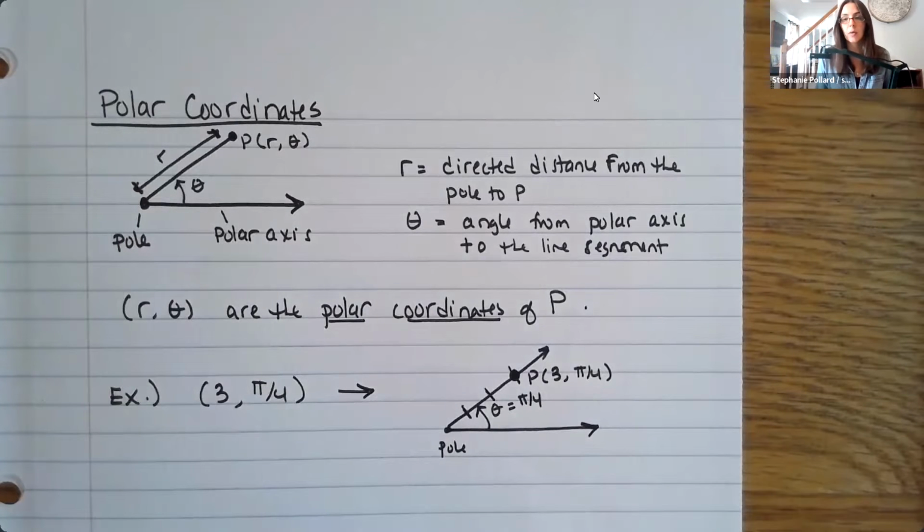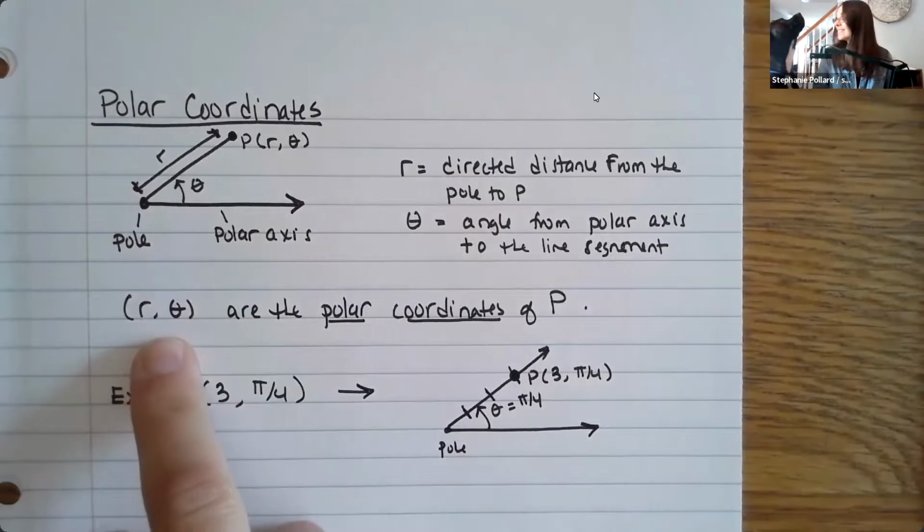In this next set of videos, we're going to introduce the idea of polar coordinates. Polar coordinates are a different way to express points. It's a little bit different than the rectangular plane, but you'll see some similarities. You will see a point format here.